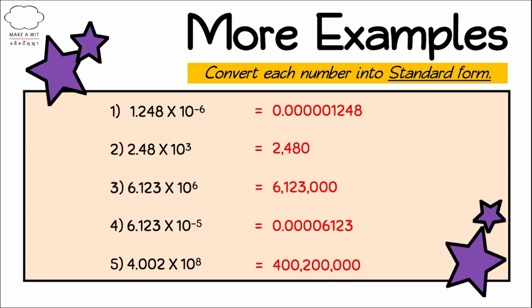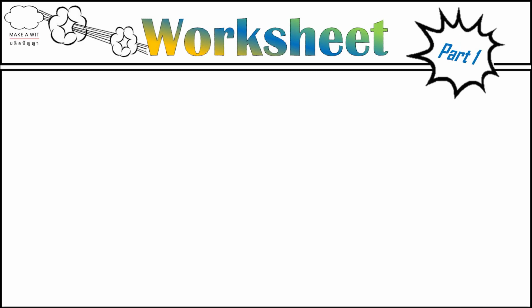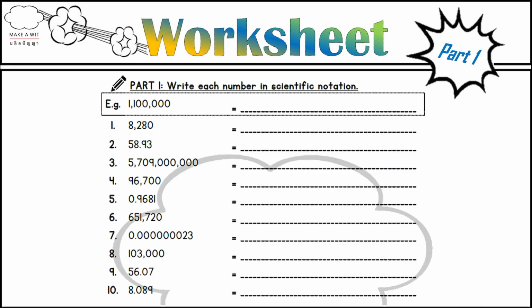Okay, that's it. Now it's your turn to do your worksheet part 1. What do you need to do? You need to write each number in scientific notation. Now let's see example. First part, you need to find the decimal first, 1.1, and then you find the exponent or the power on base 10, right? So you just count 1, 2, 3, 4, 5, 6 over here, right? So 10 to the power of 6.